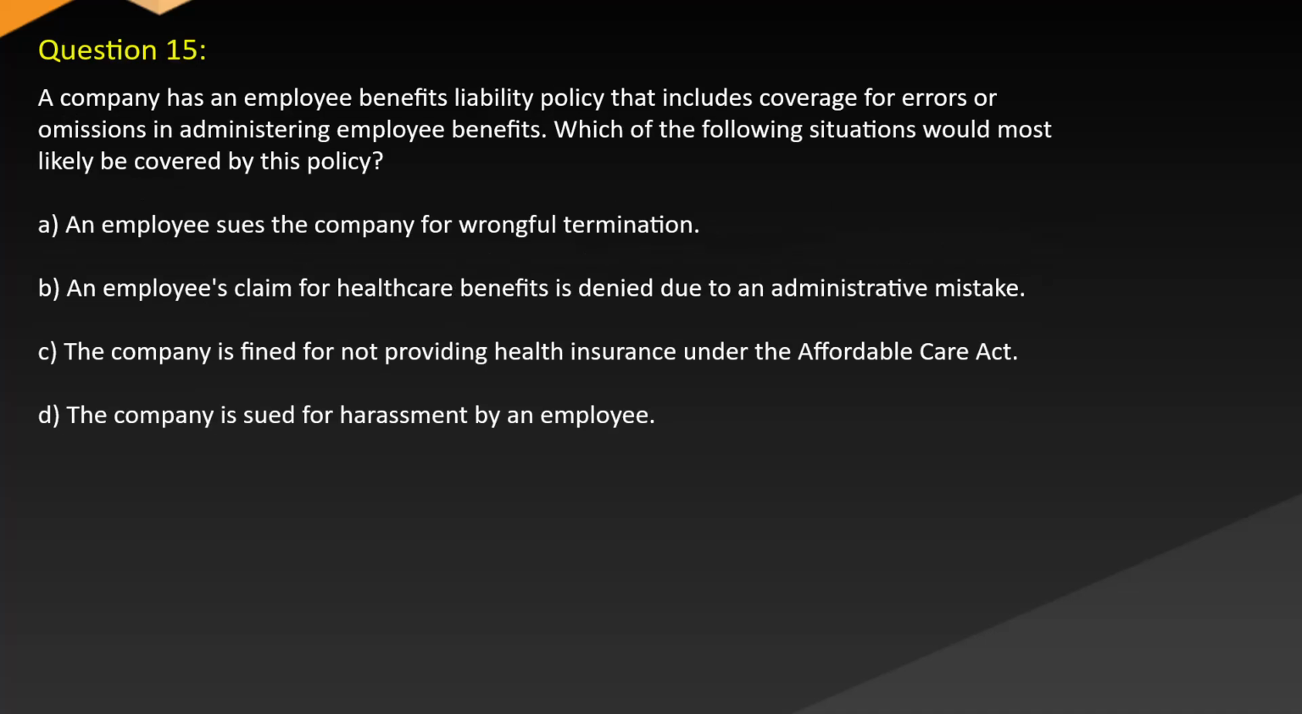Question 15. A company has an employee benefits liability policy that includes coverage for errors or omissions in administering employee benefits. Which of the following situations would most likely be covered by this policy? A. An employee sues the company for wrongful termination. B. An employee's claim for healthcare benefits is denied due to an administrative mistake. C. The company is fined for not providing health insurance under the Affordable Care Act. D. The company is sued for harassment by an employee.